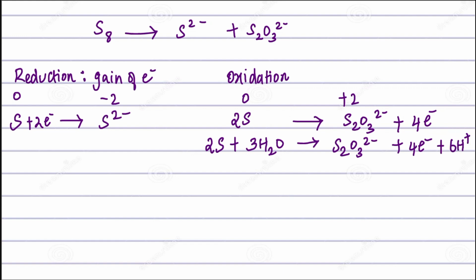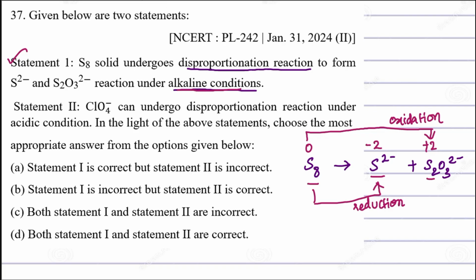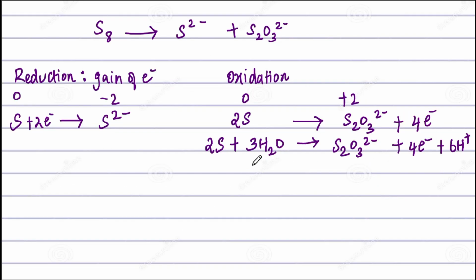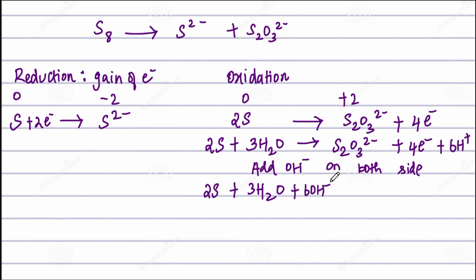But already in the question it is mentioned that the reaction takes place in alkaline medium. So whenever you are adding H⁺, you have to add OH⁻ on both sides. The same number of OH⁻ should be added on both sides. So 2S plus 3H2O. Here you have 6H⁺, no? So you have to add 6OH⁻ on both sides. It gives S2O3²⁻ plus 4 electrons plus 6H⁺ plus 6OH⁻.